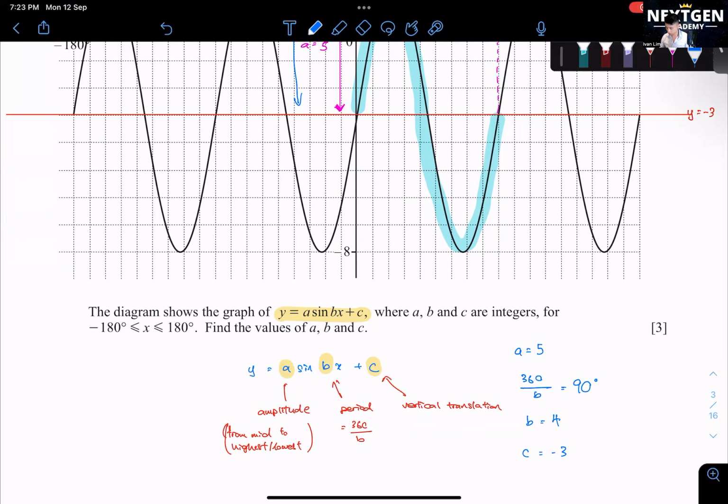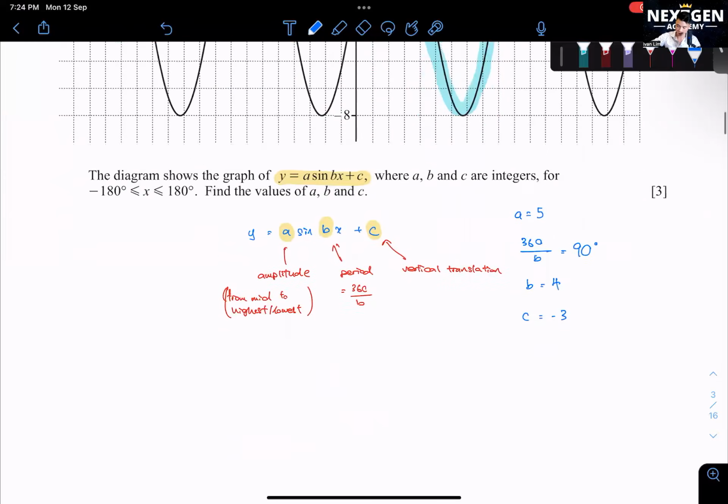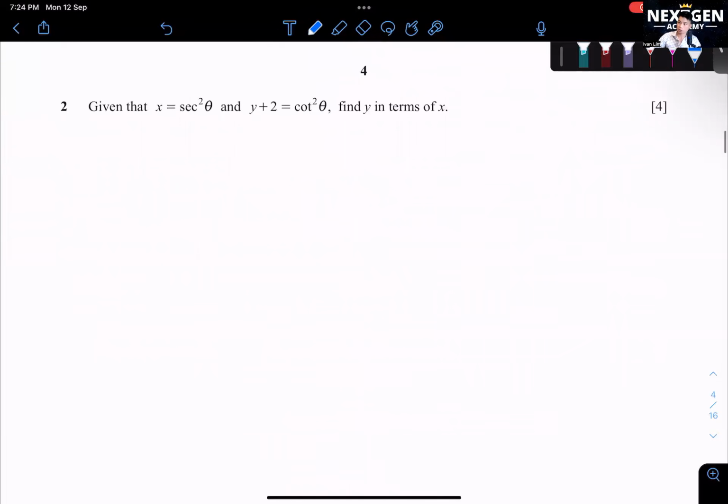Okay, trigo, this is graph of trigonometry functions. So inside your 9.4, just go into Thinkific 9.4 if you want to watch this part. Okay, question 2.